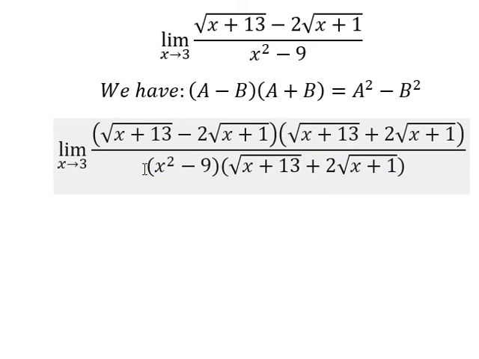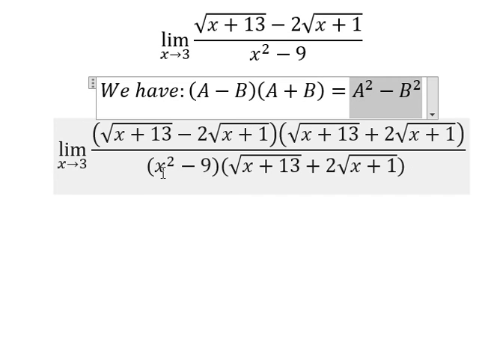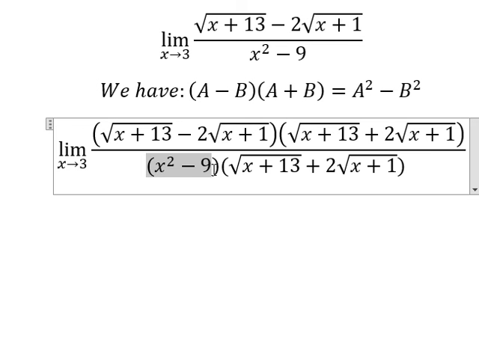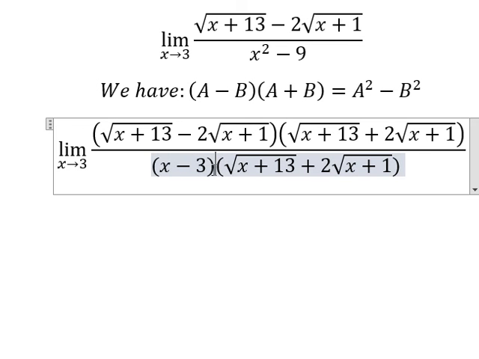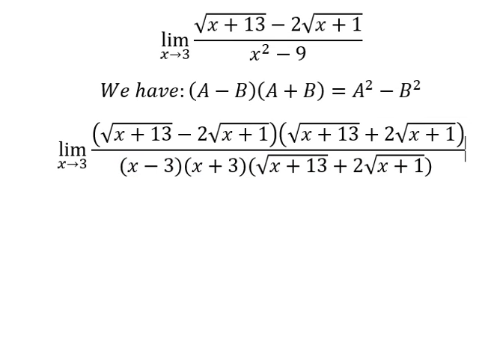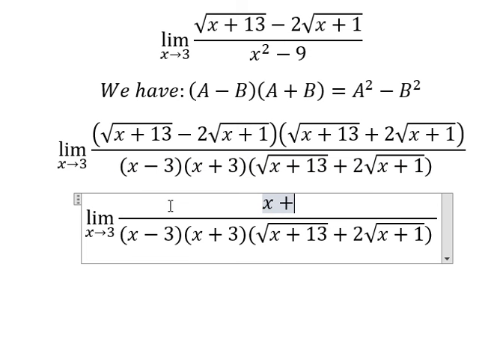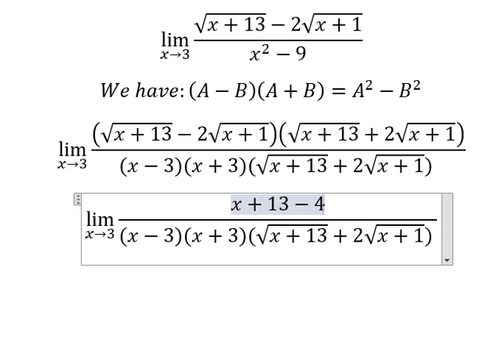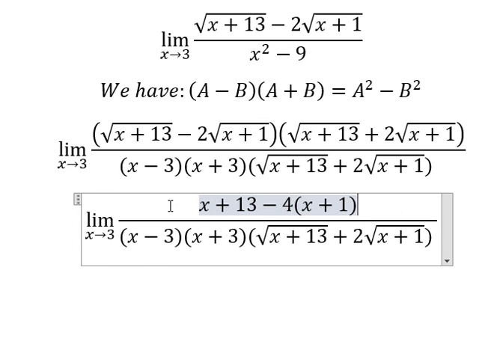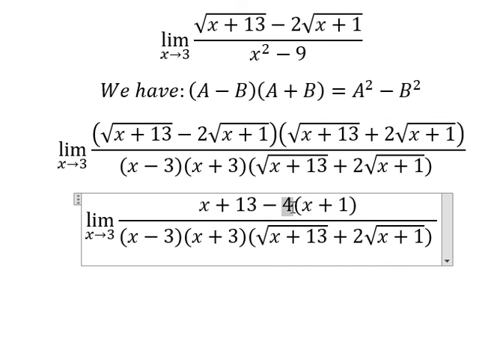Next, about this one, we can apply the formula in here. So we have s minus 3 and s plus 3. So this one, we have s plus 13 minus 4s plus 1, because this one we have the power 2. So number 2 with the power 2, we have number 4.